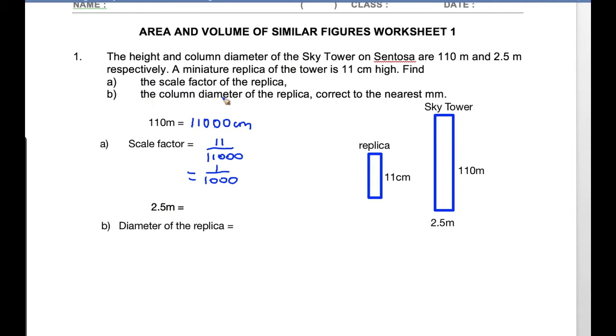In the second part, we need to find the diameter of the replica. Once again, we need to convert the units to the same units. In this case, it gives us 250 cm. Then the diameter of the replica using the scale factor is just 1 over 1000 of the diameter of the tower, which is 0.25 cm.